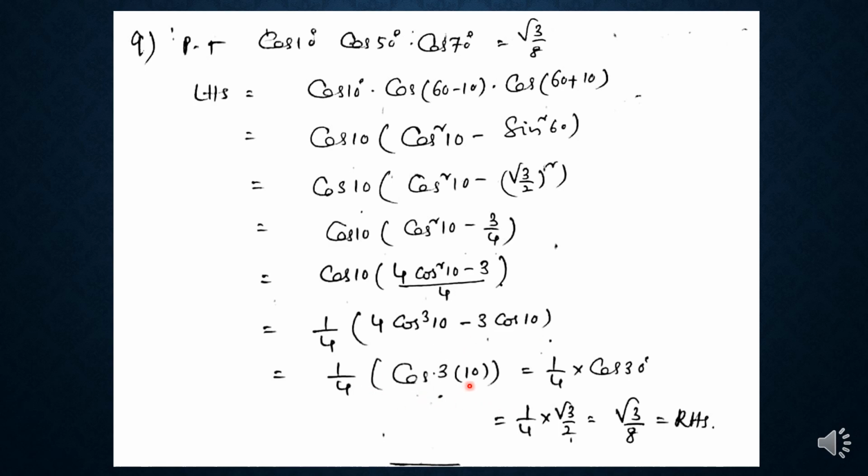Cos 3 into what is A here? 10. Cos 30. 1 by 4 into cos 30 degrees. That is 1 by 4 into root 3 by 2 is equal to root 3 by 8. Next problem.